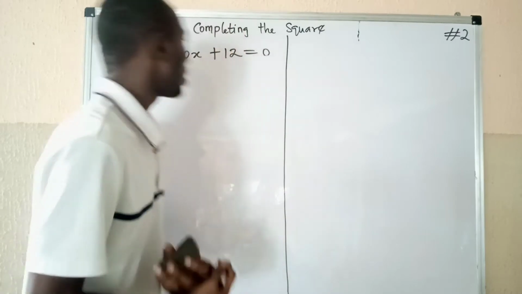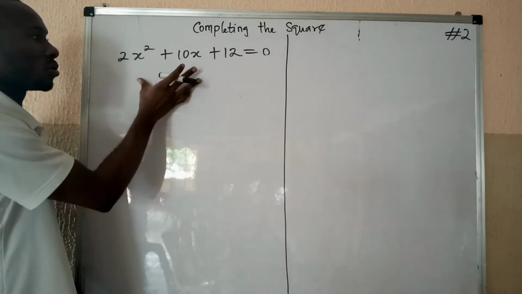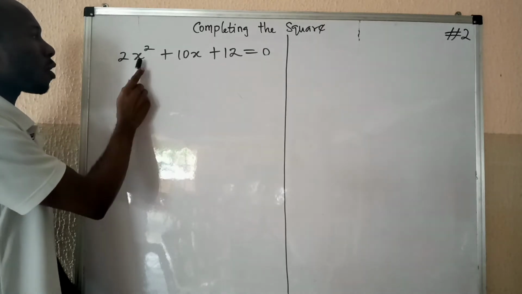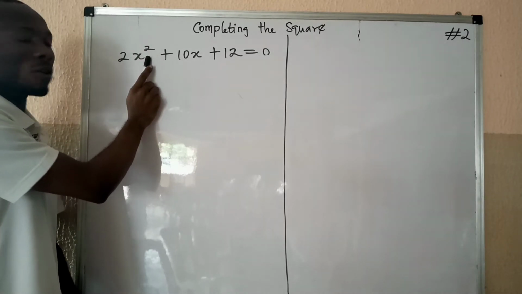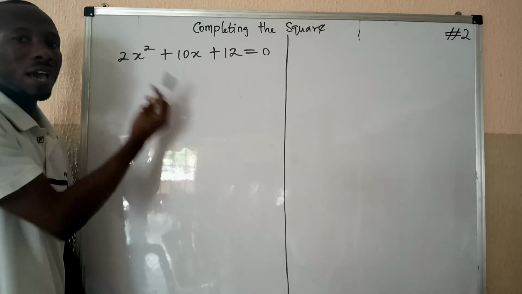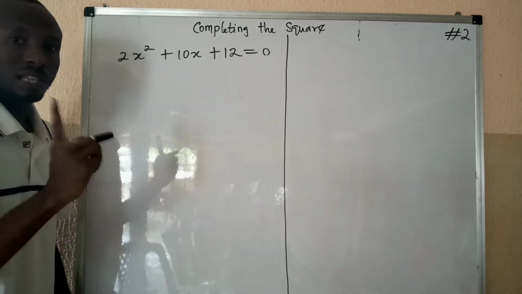Let's get started. So we have a quadratic equation on the board, and how do I know this is a quadratic? Because the highest power of the unknown variable is 2, so it is quadratic. And when you solve a quadratic equation, you end up with 2 roots for that equation. So let's get started. Step 1.